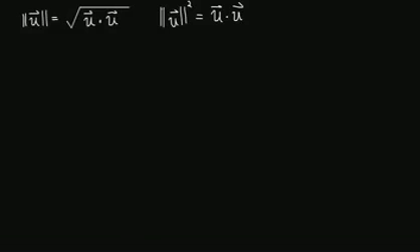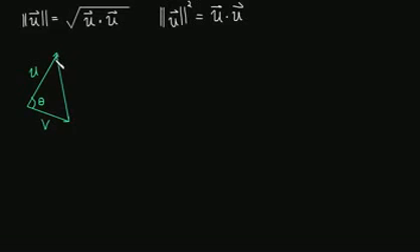What else? Well, the more interesting thing that happens has to do with the angle between 2 vectors. So let's say this is u and this is v, and this is theta.